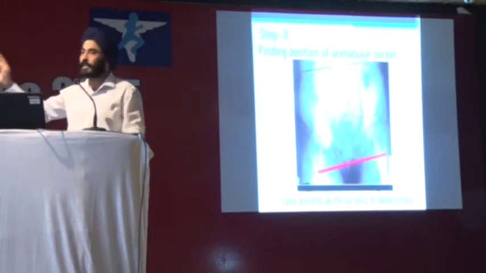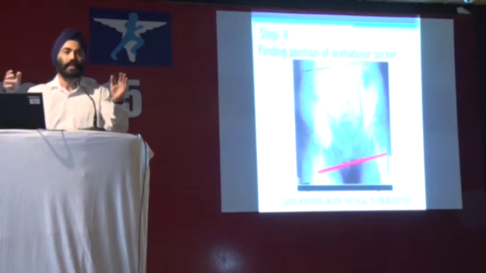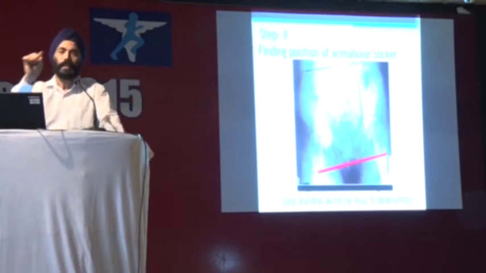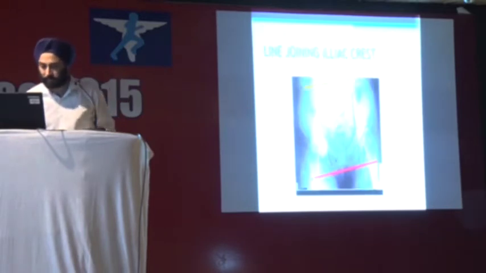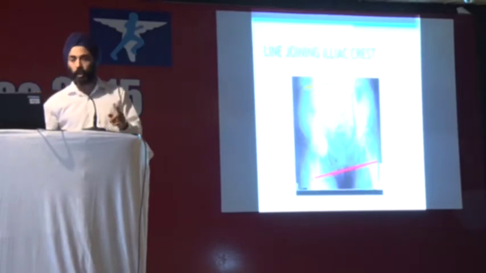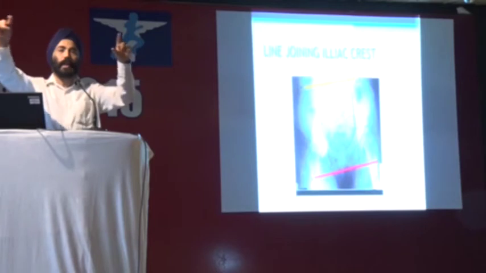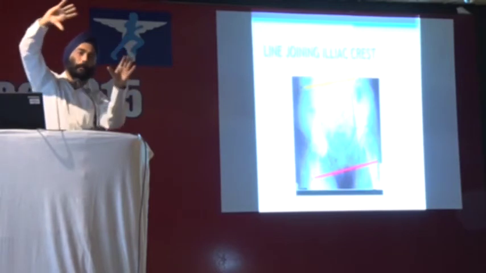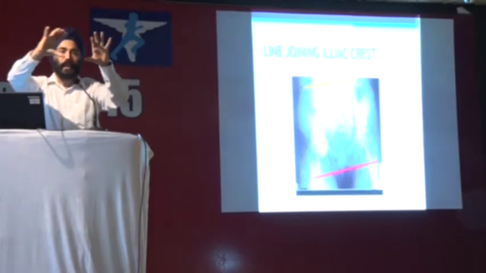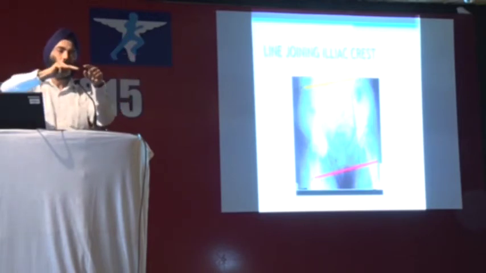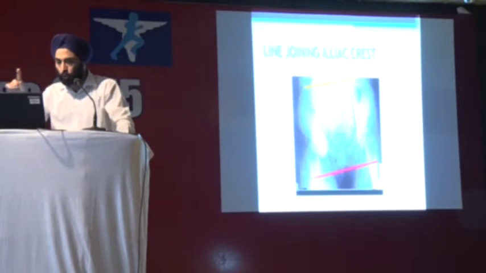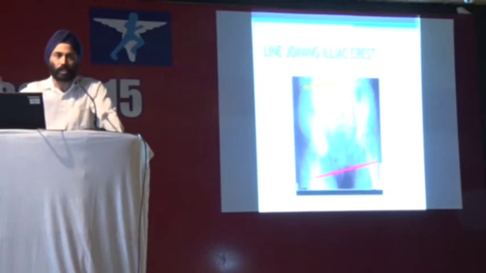So that's the first line. Whenever you see any X-ray, however deformed it may be, just join a line between two ischial tuberosities. That's line number one. The second line which you are going to join is between both iliac crests. Even if the pelvis is deformed and tilted, if you draw these two lines, you actually make a big frame of your pelvis. So two lines: one joining ischial tuberosities, second joining the iliac crest.